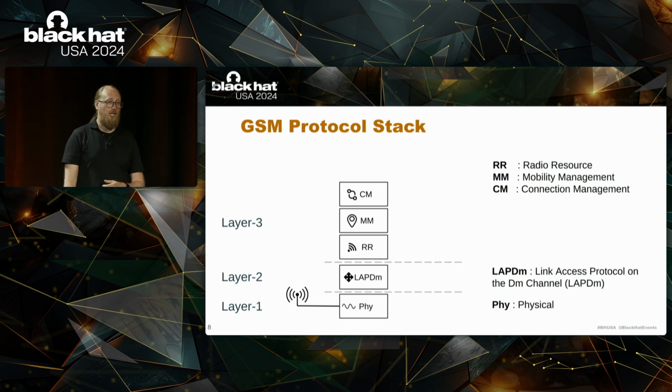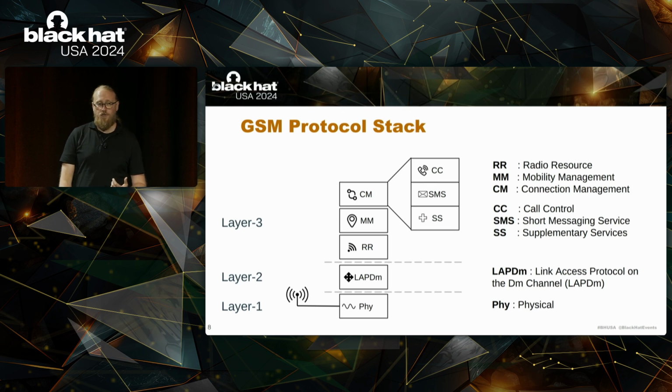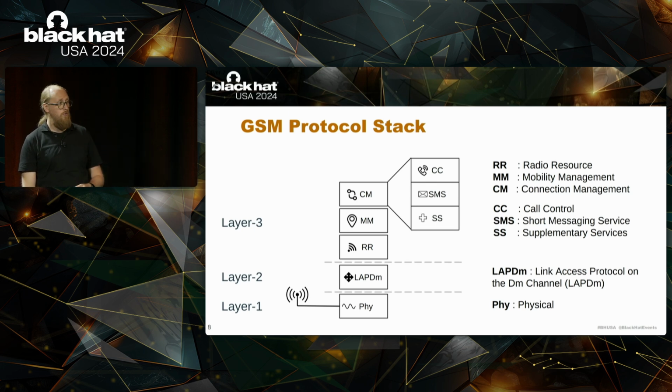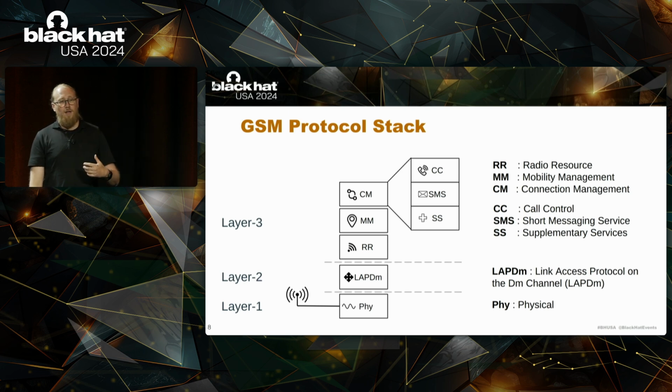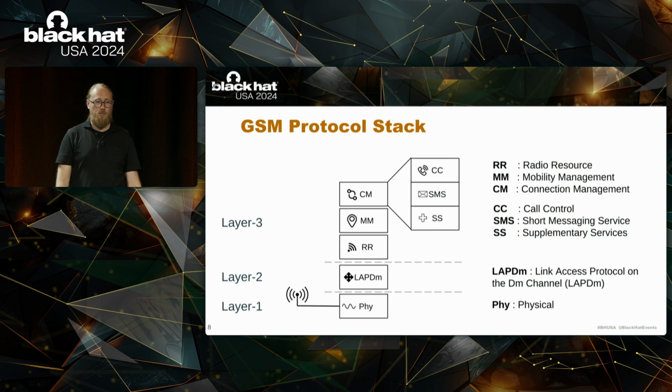So CM, or connection management, is further divided into 3 other sublayers. CC for call control. If you pick up your phone and make a call via 2G, this is the sublayer the messages will traverse. Then there's SMS, the short messaging service sublayer, and SS, the supplementary services. The supplementary services help the other sublayers implement additional functionality. For instance, one can set up call forwarding via the supplementary services.